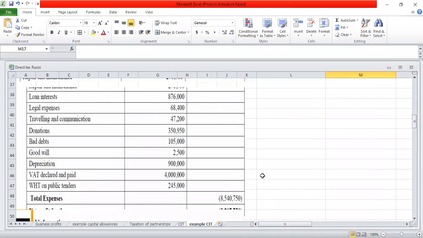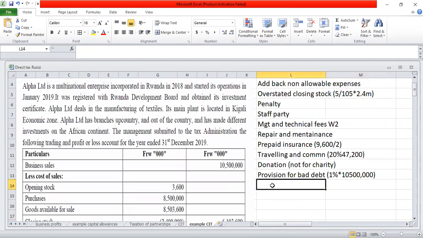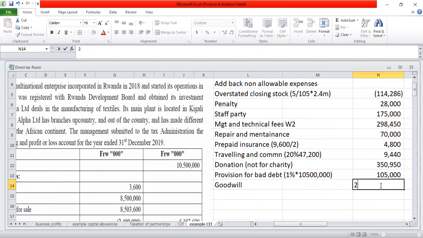Then I go to goodwill. Goodwill is an asset, not allowed, but you do not even amortize it. Goodwill is not an expense. 2,500. We are going to add it to our capital allowance goodwill.